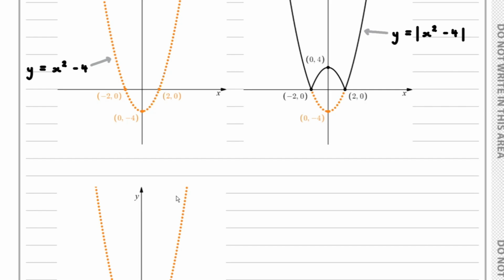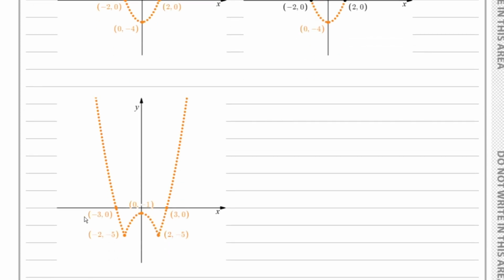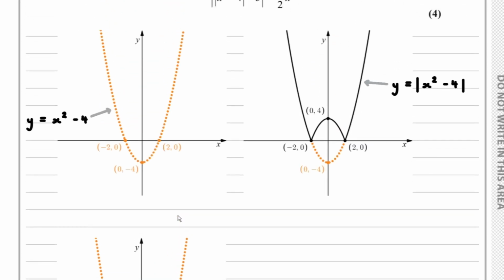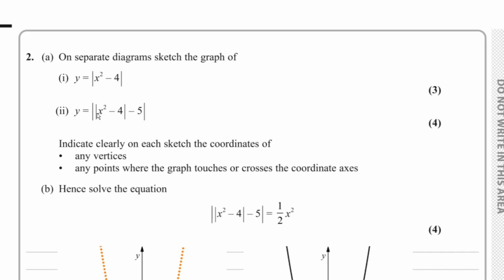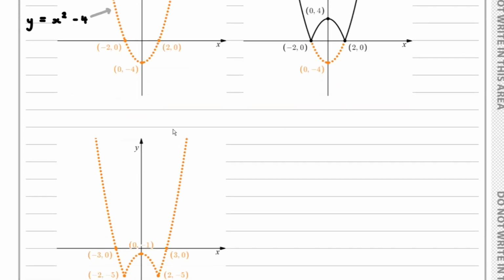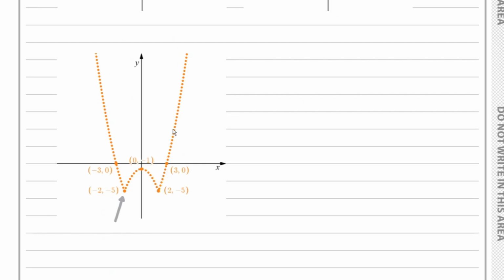and where that graph crosses the x-axis will be at negative 3 and 3, and we can quite simply work that out by recognizing we have x squared subtract 4 subtract 5, which is x squared subtract 9, and if I set that equal to 0, we end up with x equals positive 3 or negative 3. So this graph is the graph of y equals x squared subtract 4 subtract 5.